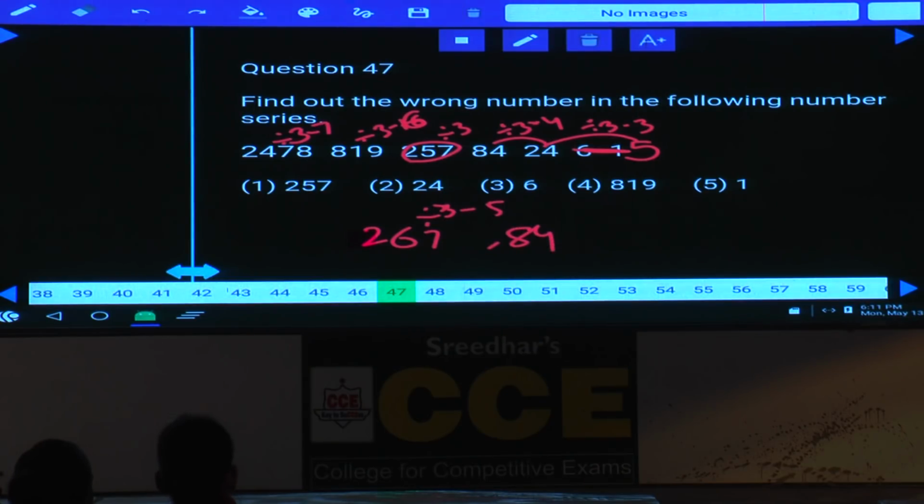Are you getting the answer or not? Each of these numbers is divided by 3, and 7, 6, 5, 4, 3 are subtracted. In the last number, it is not 6 and 1, it is 6 minus 1, that is 5.